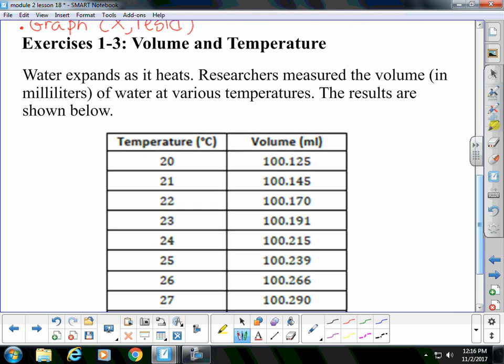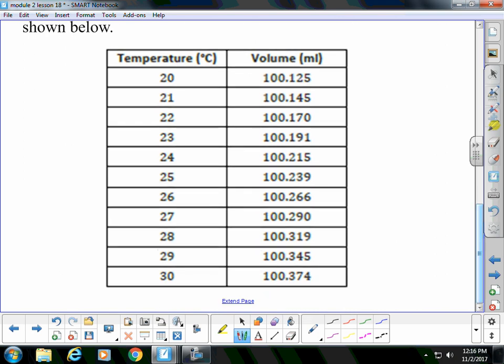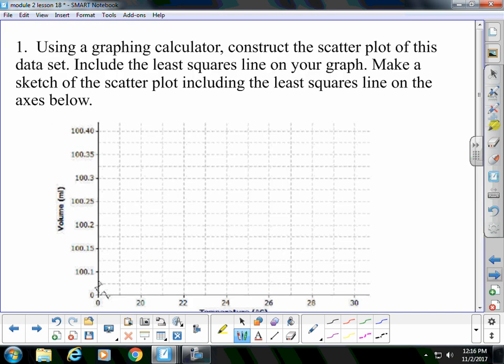Okay, exercises 1 through 3, volume and temperature. So water expands as it heats. Researchers measured the volume in millimeters of water at various temperatures. The results are shown below. So here's some temperatures and the volume. We're going to use our graphing calculator and construct a scatter plot of this data, and we're going to include the least squares line. Remember, least squares line means the best fit line.